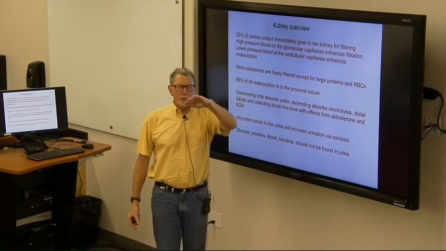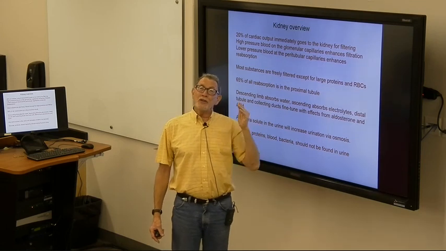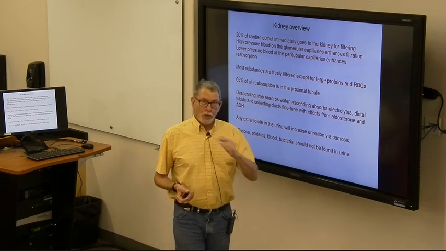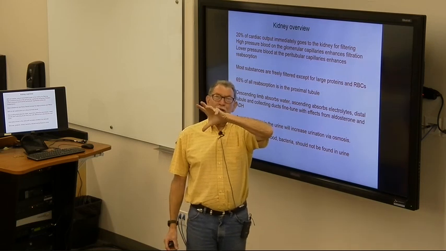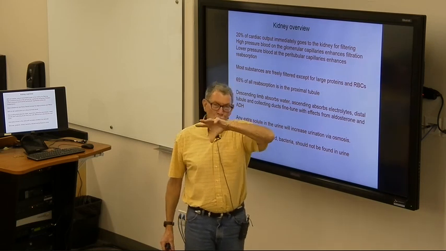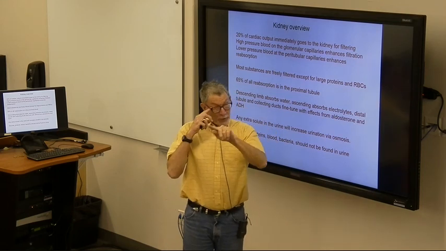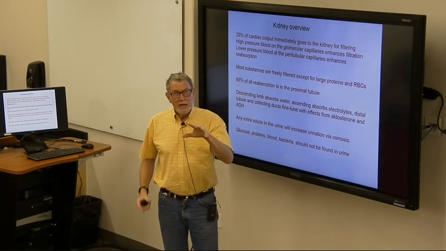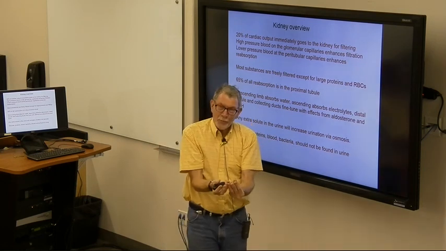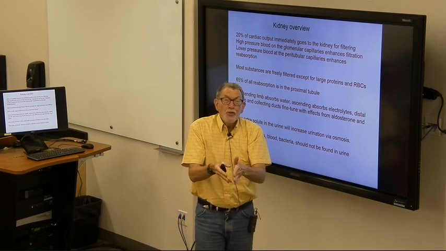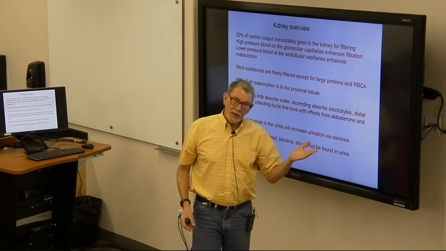As it goes through there, it picks back up the things that you want to keep. So you filter a lot of fluid out, and then that fluid goes through the kidney, through the tubule, and these glomerular capillaries send another set of capillaries down past the tubule so you can reabsorb the things that you want, and the rest of it gets peed out.